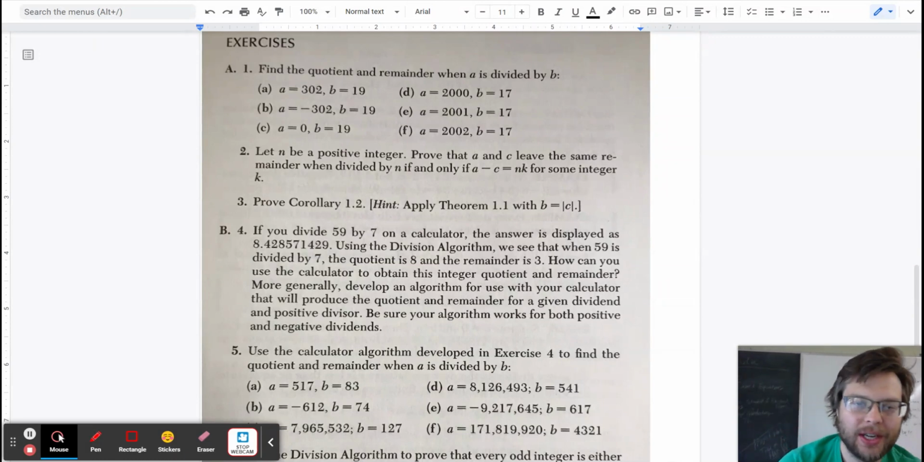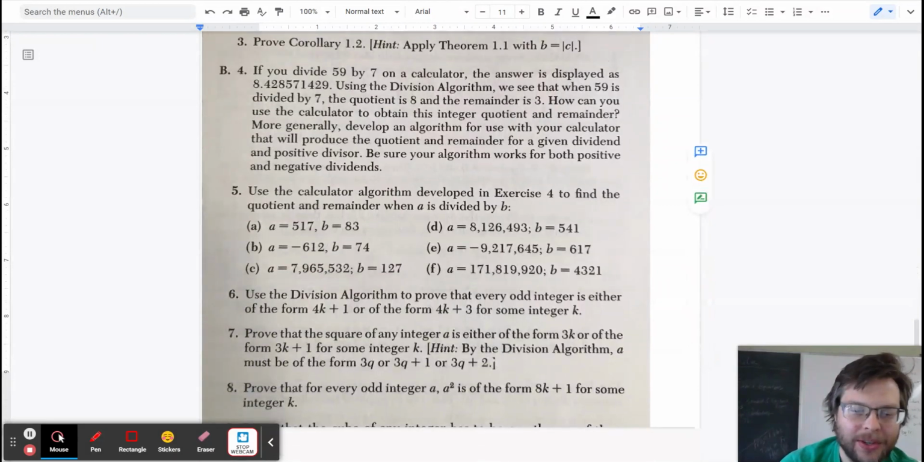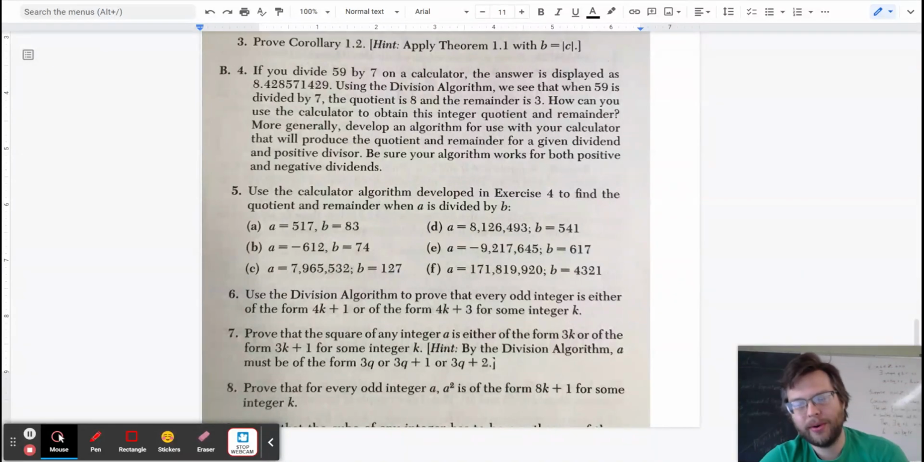So I'll let you just kind of play around with the first couple problems. But I wanted to show you how the division algorithm actually helps us with proving things. And that's kind of where you start going into number theory. So I'm looking at numbers 6 and 7 here.